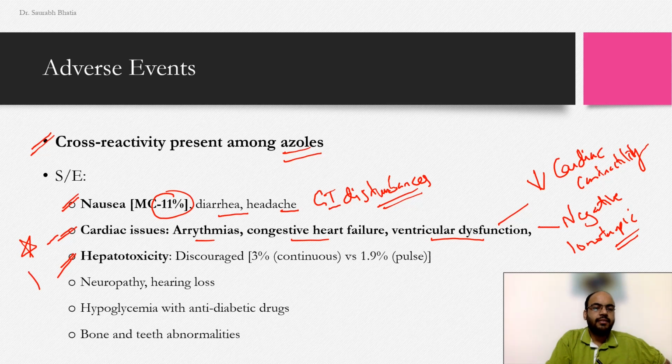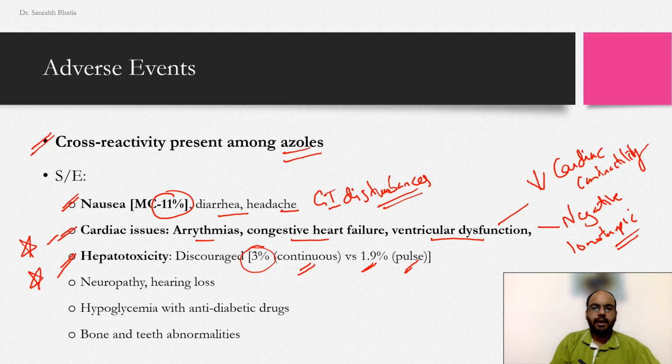Another important adverse event is hepatotoxicity. That means itraconazole is a hepatotoxic drug. It also undergoes a lot of liver metabolism, so we need to be careful. When we use it continuously, about 3% of patients will develop hepatotoxicity, and when used in pulse form, 1.9% of patients are reported in the literature. So that's why pulse form is safer as far as the liver is concerned. If the liver is damaged or your patient has high risk factors for liver damage, it's better to not use itraconazole. And if you still want to use it, the monitoring becomes faster and more frequent, and you have to be more careful.